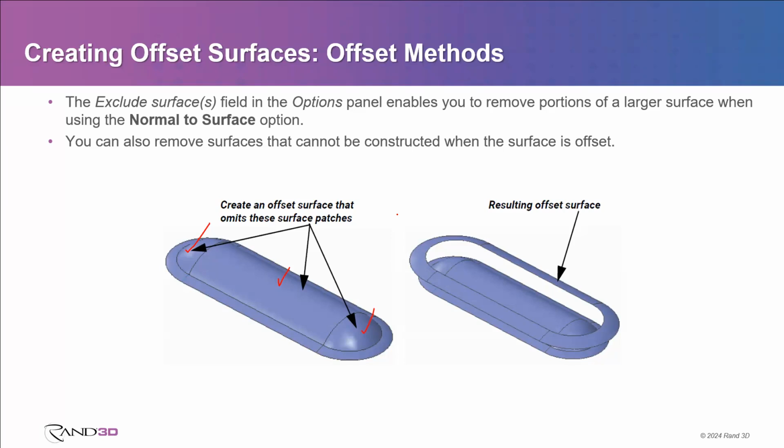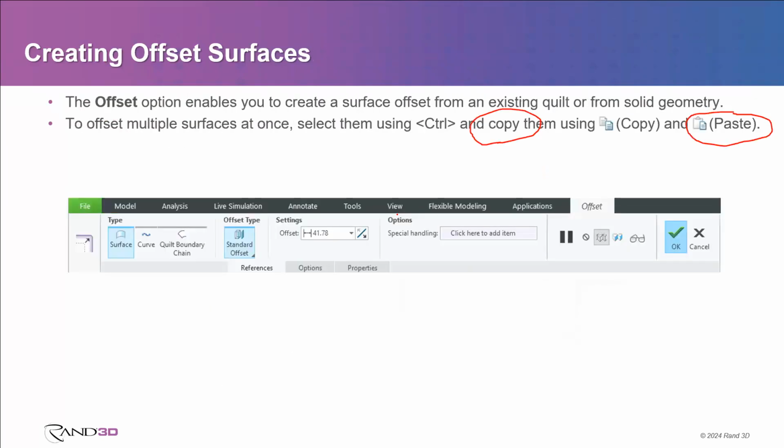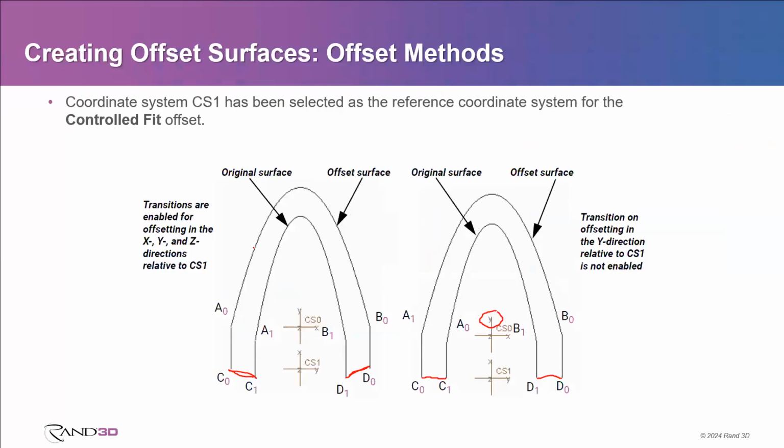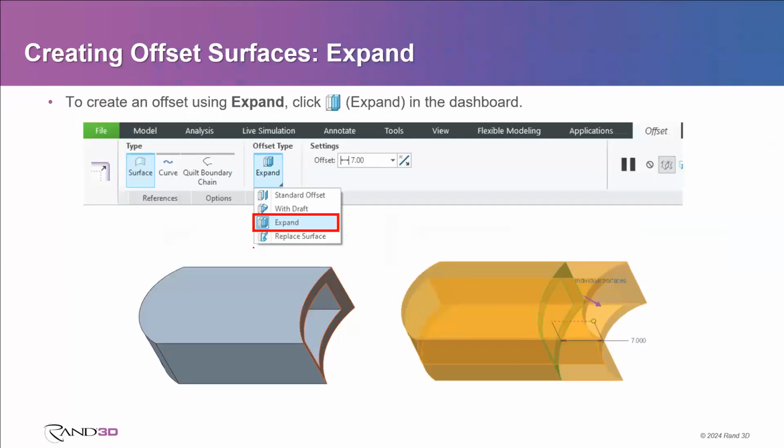So all of these things that we've been talking about here are a part of the standard offset. You can do the normal to surface, you can do the automatic fit, you can do the controlled fit. Same thing would be true if you're doing a thicken. The thicken feature has the same options as the offset surface. Now, besides that standard offset, on that drop-down menu, there are three other choices. We're going to look at those. So one choice, besides the standard offset, is this expand.